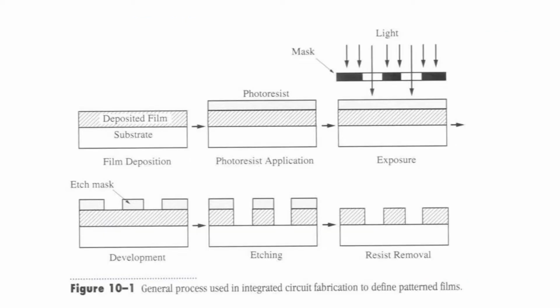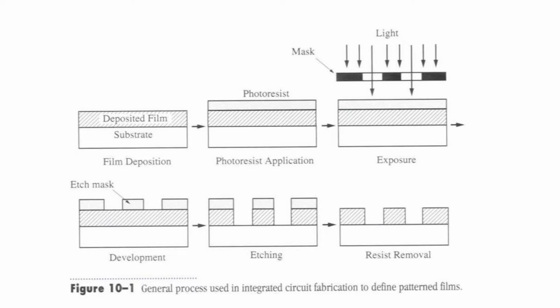Let us recall our previous topic. Usually we have the substrate, and then we deposit film, or we can cover it with the photoresist. After that, the photolithography action takes place. After that comes the development process, where the etching also takes place, and then finally the resist removal takes place. So what we're going to cover is the etching area.